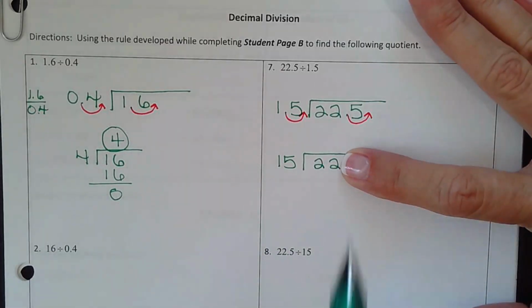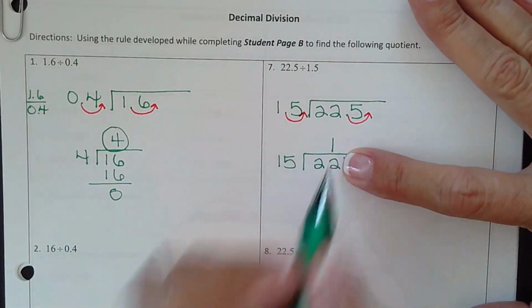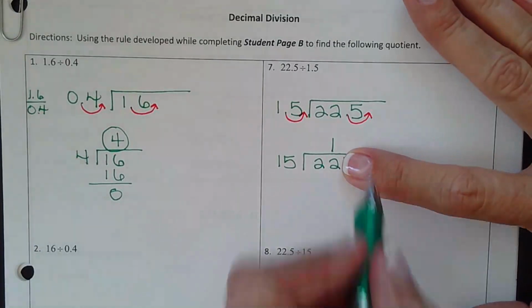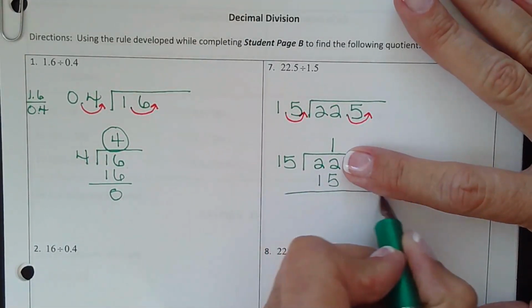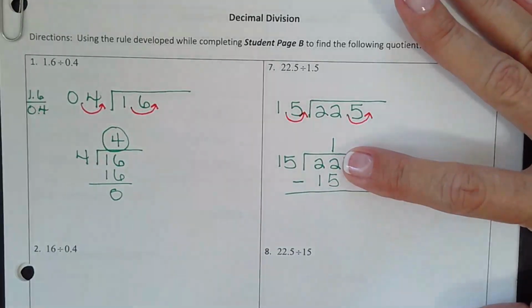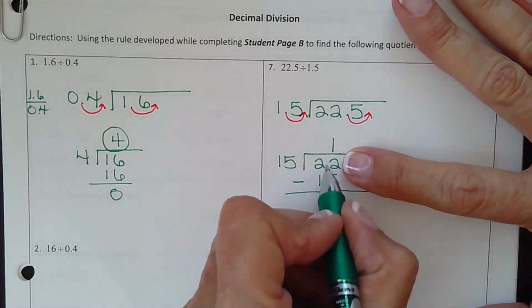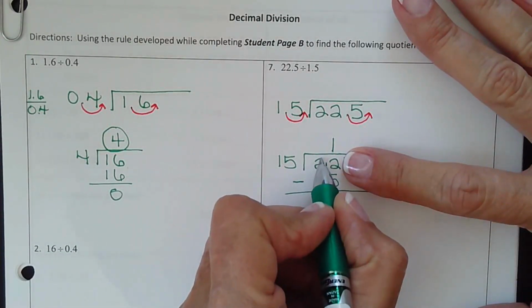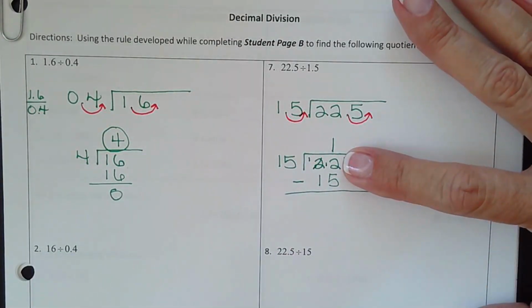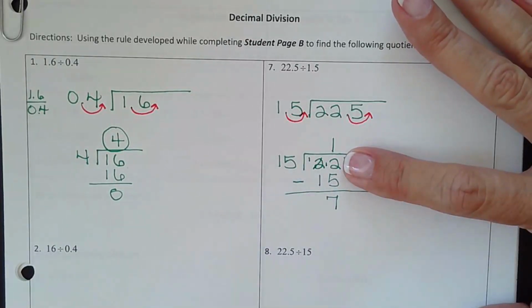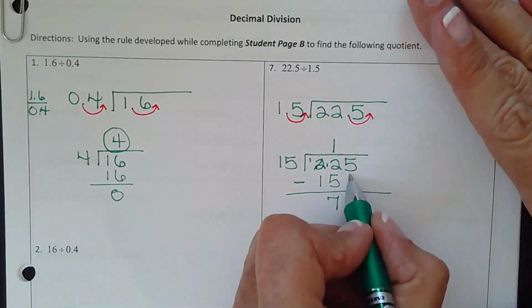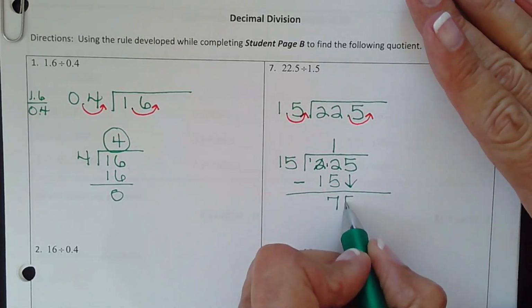15 goes into 22 once, so put the 1 above the 2. 1 times 15 is 15. Draw the line, change the sign. 22 minus 15, gonna have to borrow 12 to make that 1. So 12 minus 5 is 7. This is 0, so we don't need to write it. And then we bring our next number down, 5.